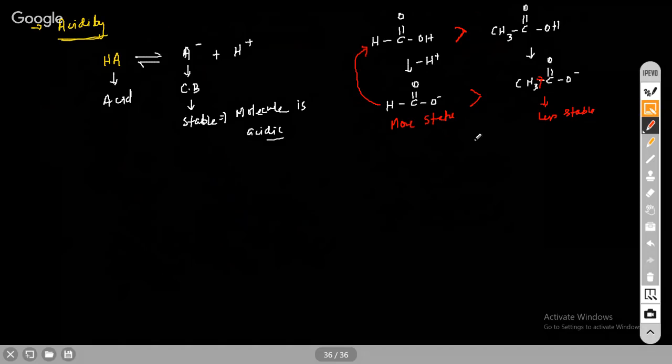So what we can say from this, the acidic strength is directly proportional to what? Minus I group. Because if this group is present here, which is electron withdrawing, that will stabilize this negative charge, and hence the acidic nature will increase. Correct? So acidic nature is directly proportional to plus I and inversely proportional to minus I group. Sorry, directly proportional to minus I and inversely proportional to plus I. Reverse.